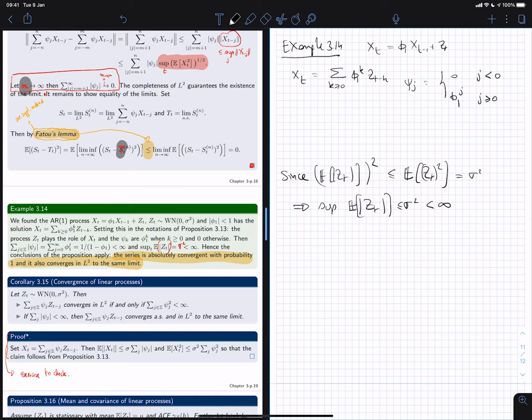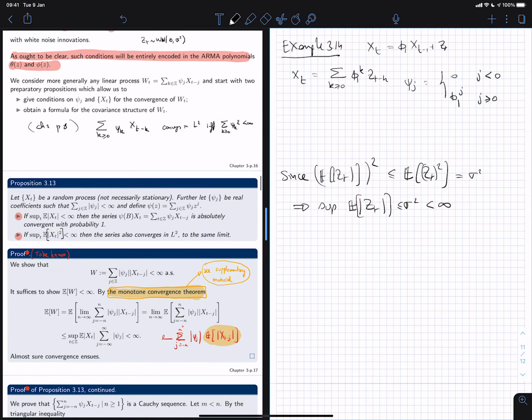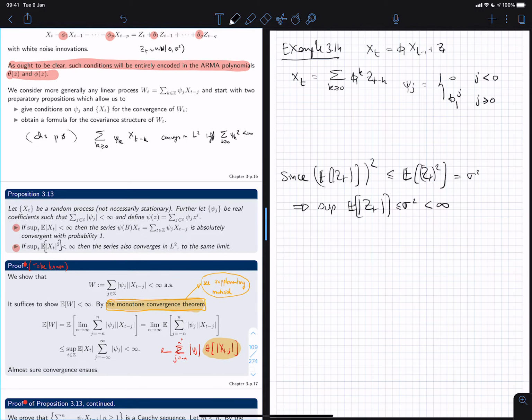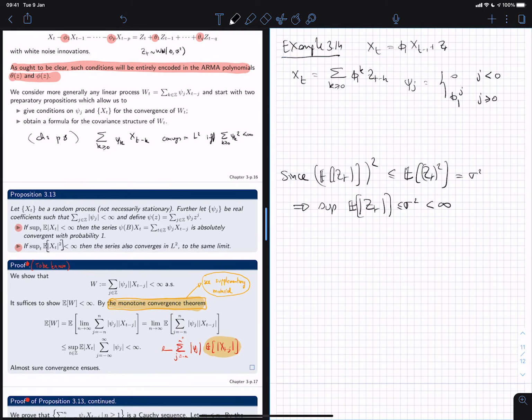And therefore we can apply the proposition. No, we also have to check that we have this condition of absolute convergence of the coefficients. But that's also easy, because the sum of the coefficients is just the sum of the absolute value of phi 1 to the power j, with j going from 0 to infinity. And that's an easy result, because that's 1 over 1 minus the absolute value of phi 1, which is finite.